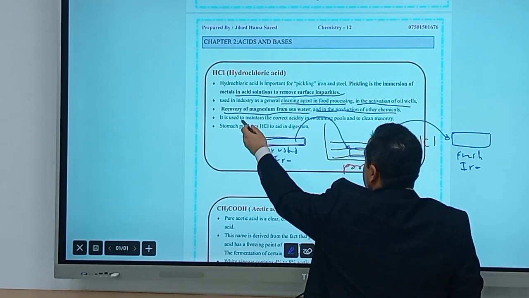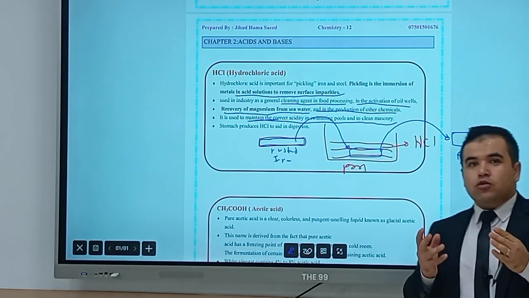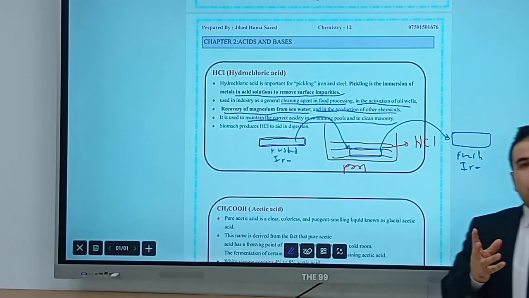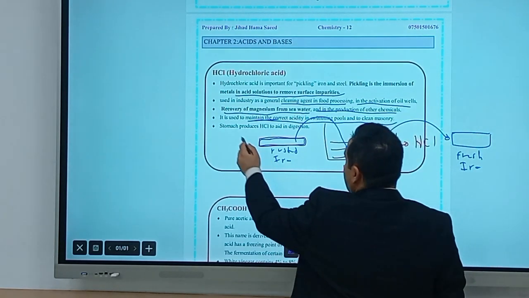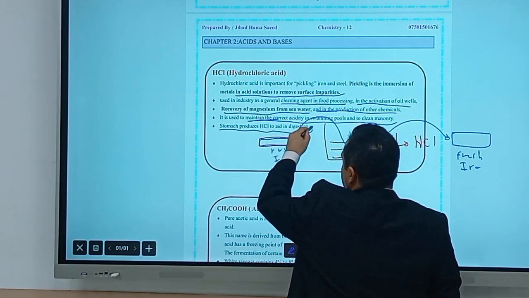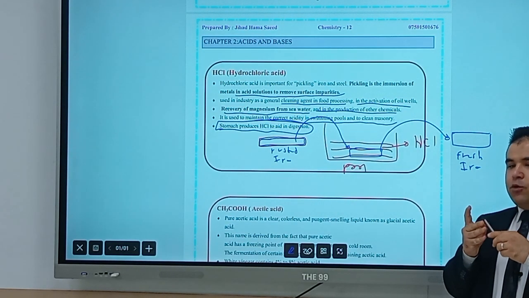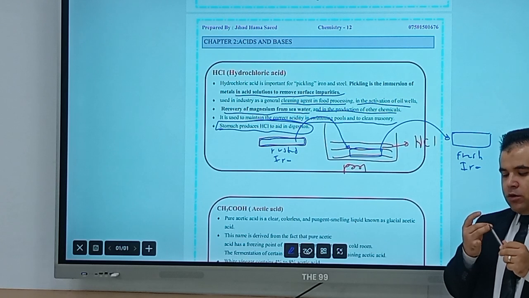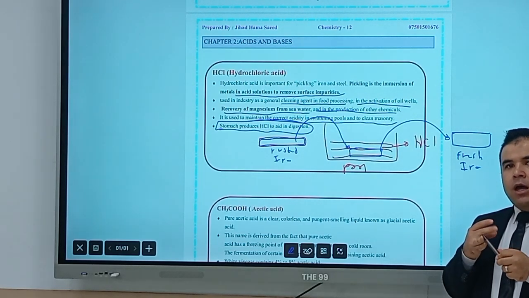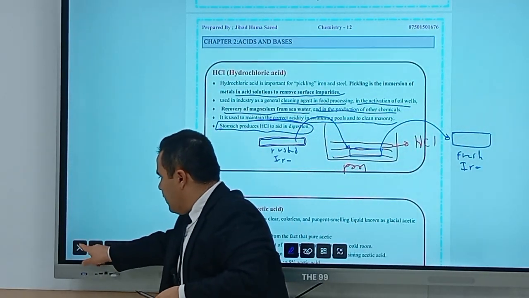It's used to maintain the correct acidity in swimming pools and to clean masonry. It's used as a cleaning agent for masonry and to regulate the pH of swimming pools. It's what we call the stomach acid, used as a digestion agent in our stomach, guys. Three keywords can be used to recognize hydrochloric acid: the stomach acid for digestion, recovery of magnesium from seawater, and the pickling procedure, which is to remove the surface impurities on iron and steel.